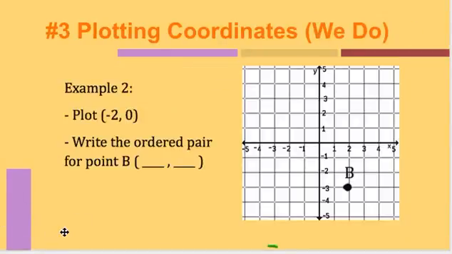The next example does the same. Example 2 asks me to do two things. So first I'm going to plot negative 2, 0. Now again, I'm going to use blue for my x and green for my y value.